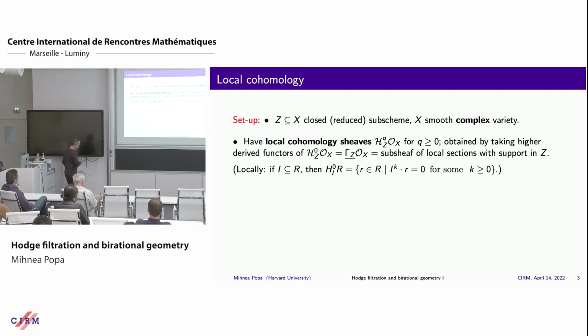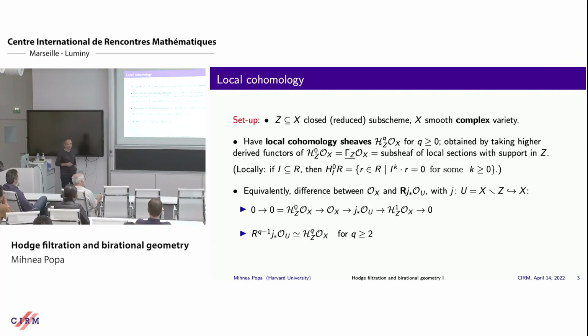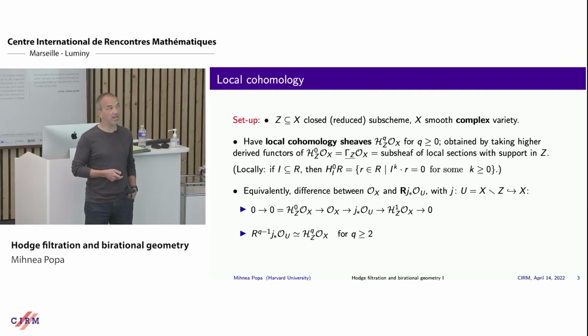Okay, so let's think of it in a more intuitive way. Alternatively, you can think of it as being the difference between the structure sheaf of X and the total direct image of the structure sheaf of the complement of the subscheme in X. Okay, and more precisely, this is going to come up later. There's a little dichotomy here.